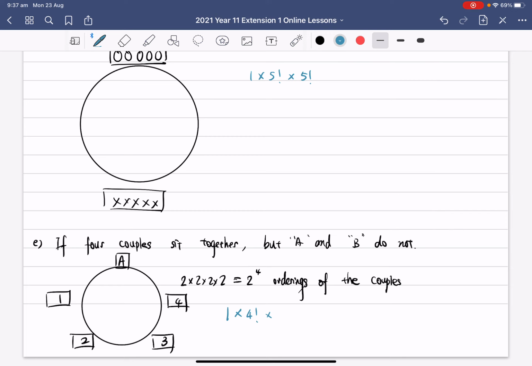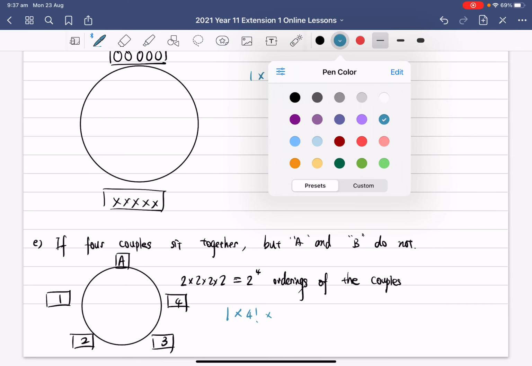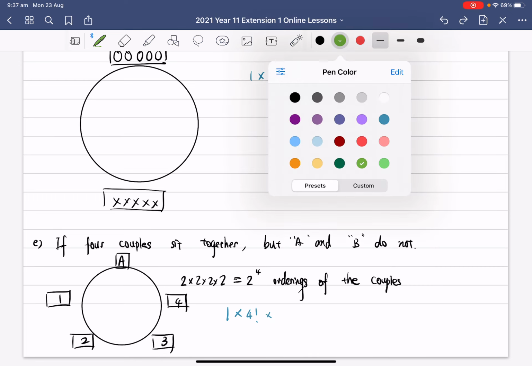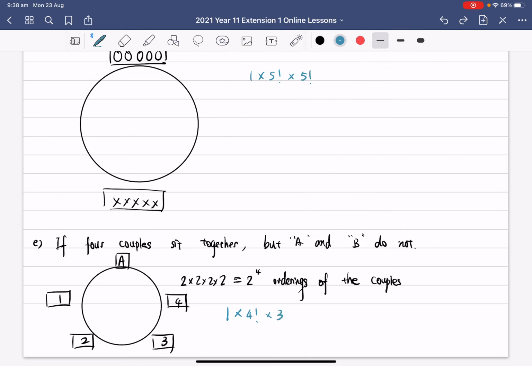And then we need to place person B. Now think about where person B can be. You can't place person B next to person A, so that gives you only 3 places to place person B. 1, 2, 3. These are the 3 places you can place person B. Remember you can't place person B next to A because A and B do not want to sit together. So there are 3 different ways to do that. Therefore at the end, it's 1 times by 4 factorial times by 3, to finish this question.